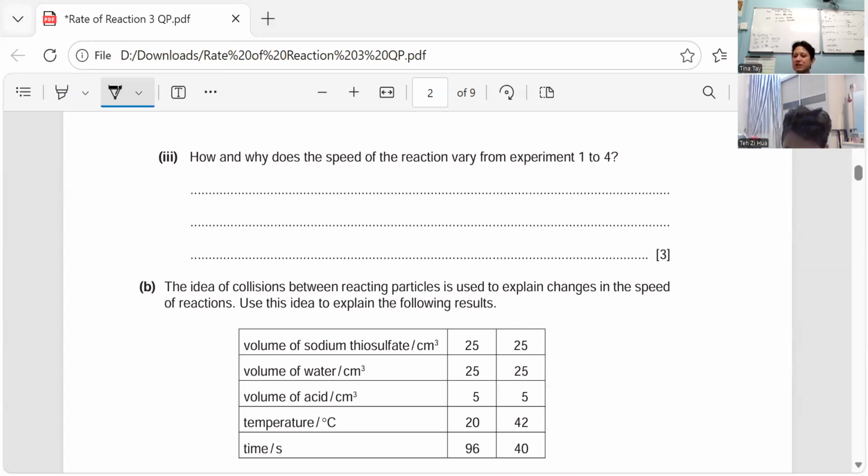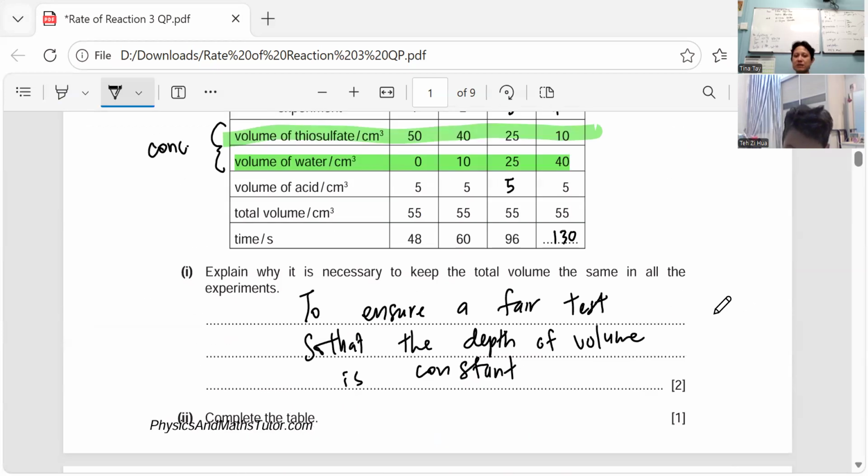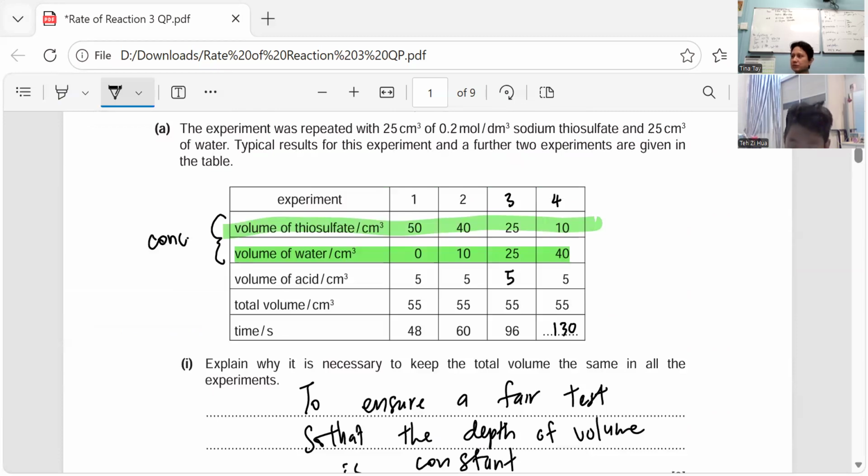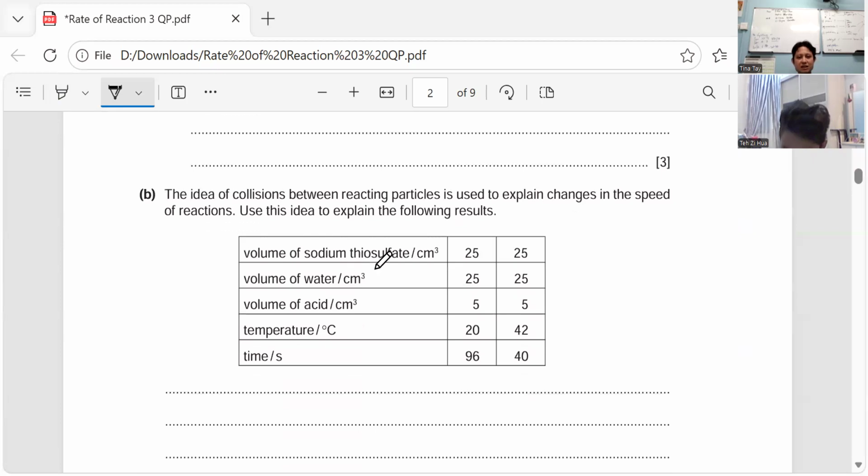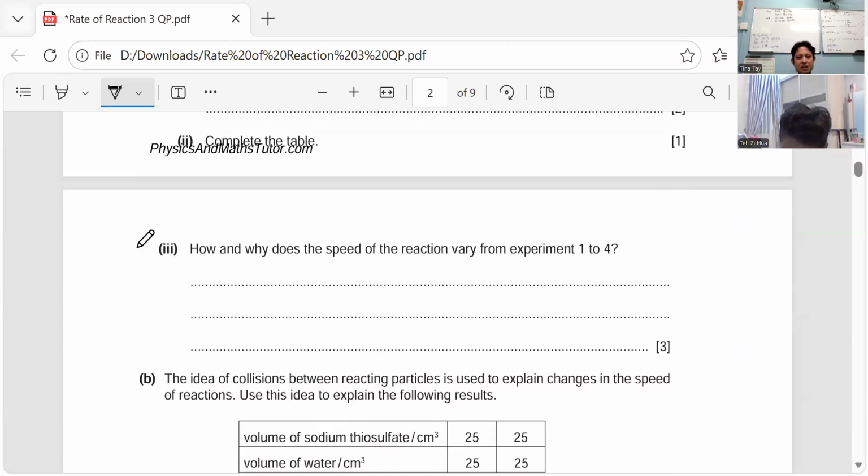How and why does the speed of reaction vary? Does it become faster or slower? Look carefully from experiment 1 to 4. Faster or slower? Slower. Okay, why does it become slower? Concentration decreases. Okay, please write this answer, and write this answer.